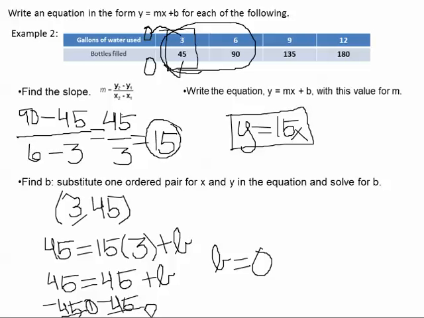I'm telling you this because whenever your x is 0, that's your y-intercept. So see here, I have this 0 for my y-intercept because my x is 0. And if that was a little confusing, don't worry, it will get easier.